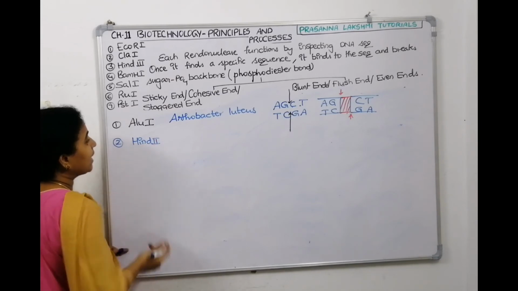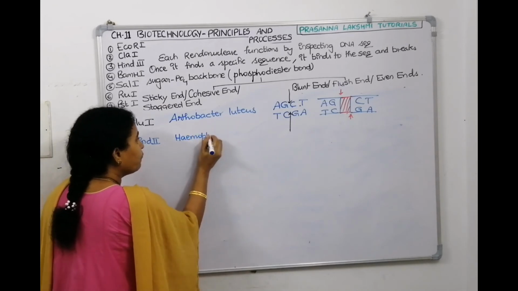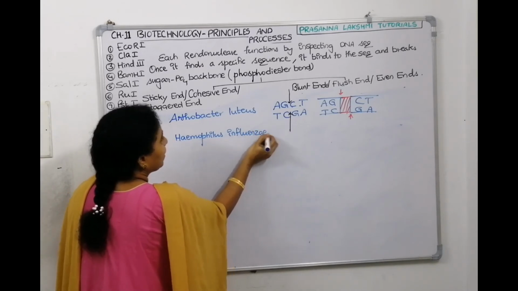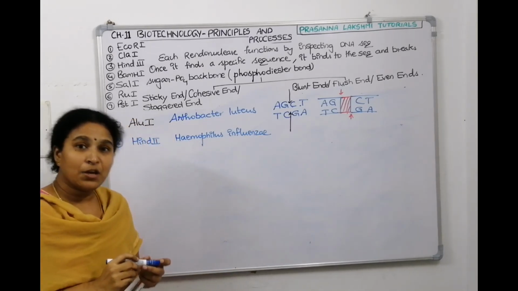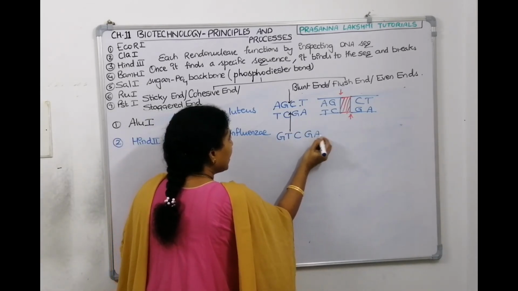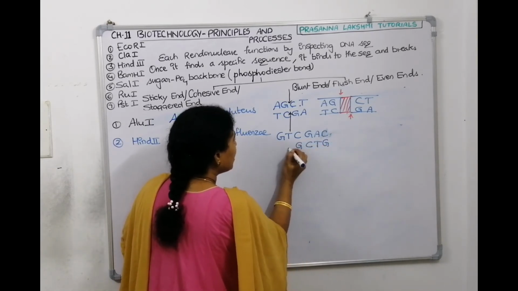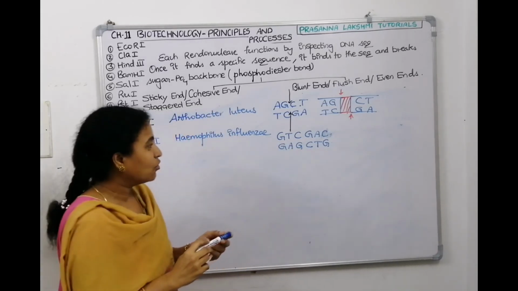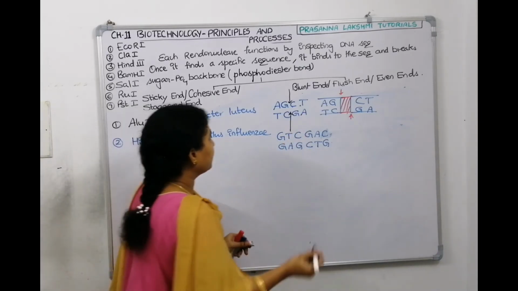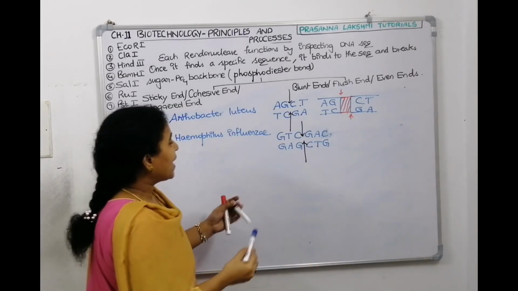HindII is the first enzyme isolated by Smith from Haemophilus influenzae. GTC, GAC, we already did it. The sequence is GTC, GAC. Repeat with me so that you will become familiar. Now, blunt end, no? Center, no? Let's do it. Here and here.